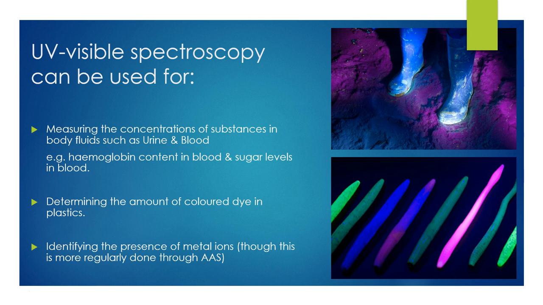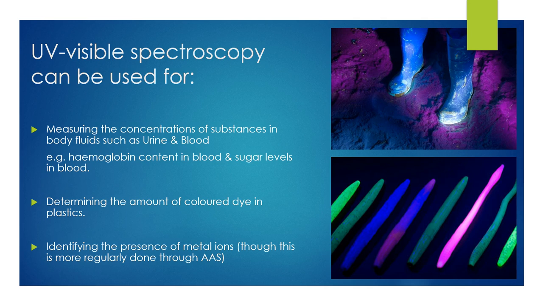We use UV-visible spectroscopy for measuring concentrations of substances, generally in things like body fluids such as urine and blood, hemoglobin, often of organic compounds, and things that can be hard to atomize without destroying them. We can determine the amount of colored dyes in plastics. We can use it for detecting UV fluorescent compounds as well.